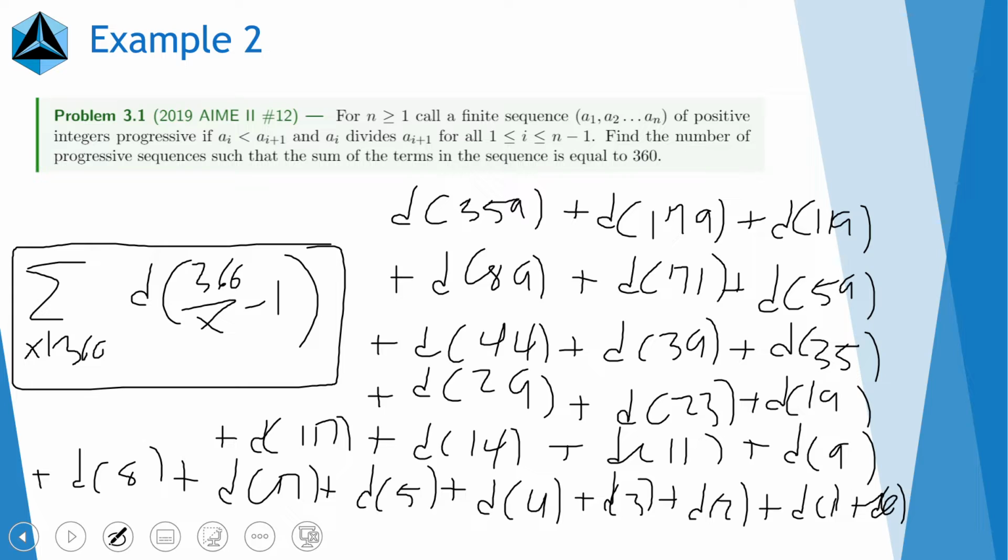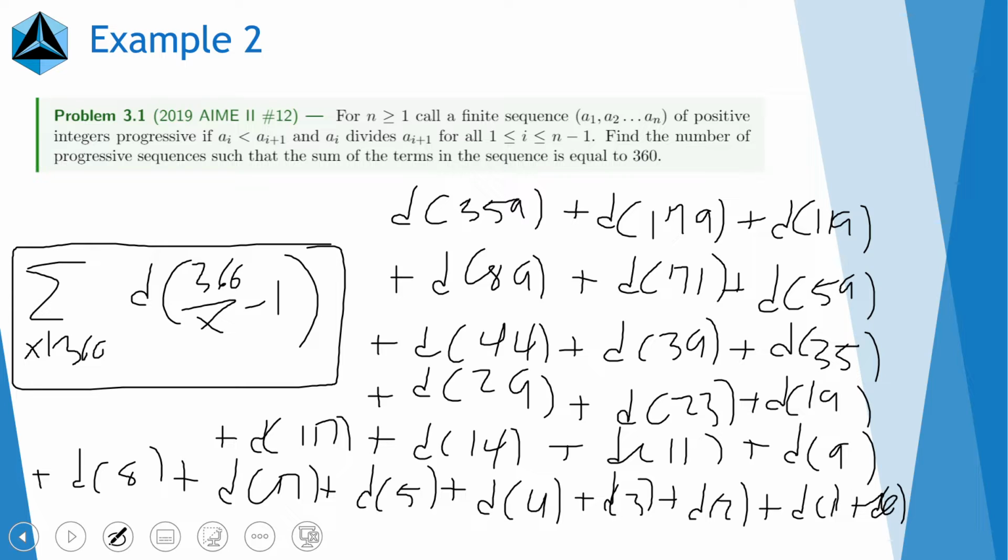I had a cheat sheet in front of me, so I'm just copying it down. But basically, these are all 24 divisors of 360. We just take d of 360 over x minus 1, where x is that divisor. And you can count out that there are 24 d of somethings here, verifying that we've covered each one.